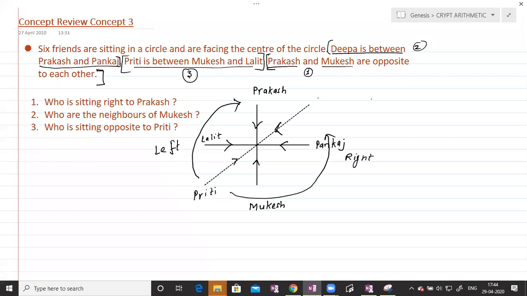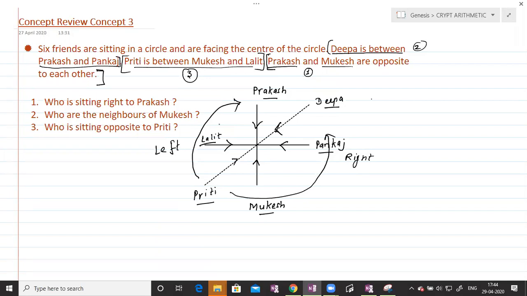And what about the other person? Deepa must be in between Prakash and Pankaj. No problem. Correct. All correct. Look at this. And once you arrange this, I mean the arrangement, once you get the arrangement, try to read all statements again and check whether all the statements are satisfying the arrangement or not.